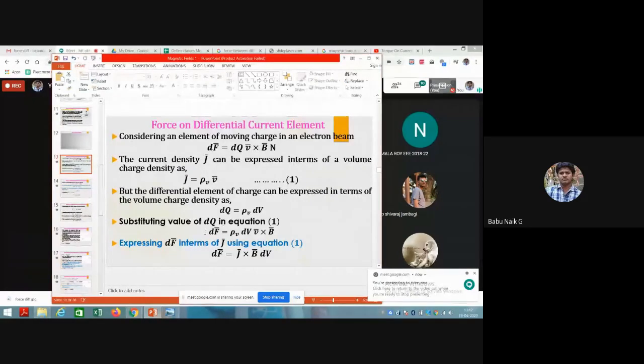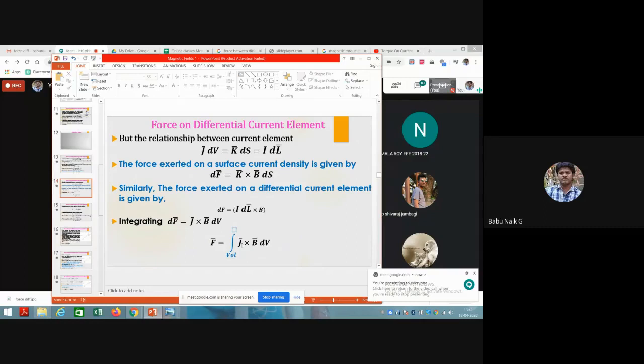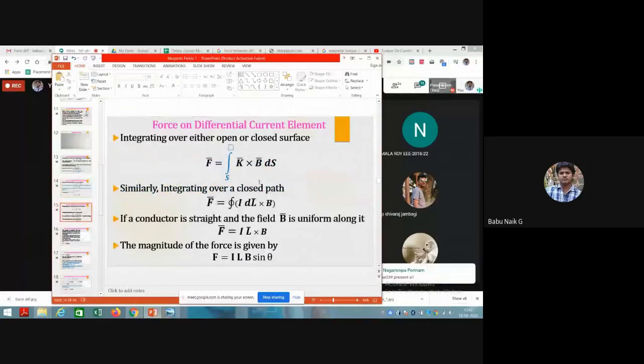For the differential current element, if the current is distributed through a volume, we have seen that the total force on the complete volume is the volume integral of current density J bar cross B bar dV. That force can be calculated on the complete volume if the current is distributed over the volume. Similarly, if the current is distributed over a surface area, like a closed surface such as a closed rectangular box, what will be the complete force on it?